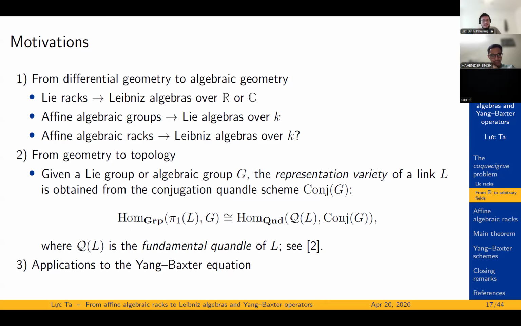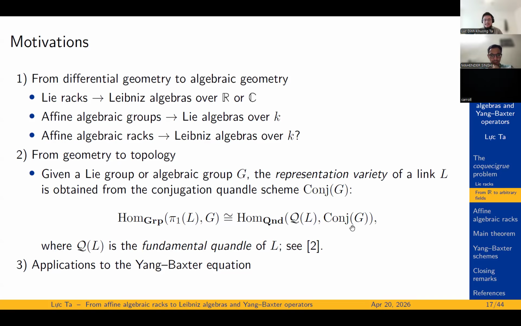Now, in the 1980s, Joyce and Matveev introduced something called the fundamental quandle of a link. And it turns out that there's a certain adjunction between groups and quandles, such that this set of homomorphisms right here is the same as the homomorphisms of racks from the fundamental quandle to the conjugation quandle of the group. So therefore, if we replace Conj(G) with any algebraic rack or Lie rack, then we get a very natural generalization of this.